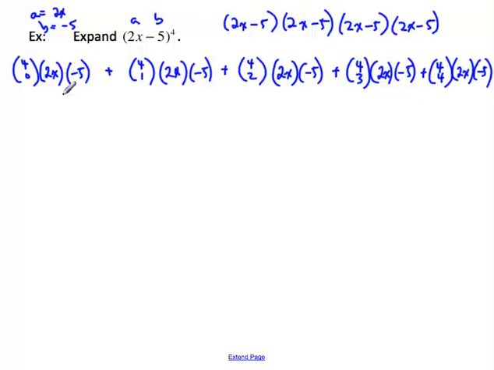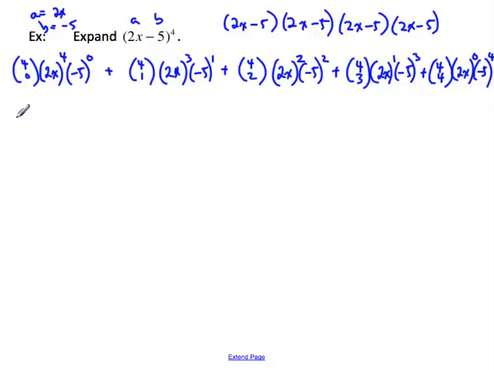Now, we said that the powers on A, the exponents on the first part of each term, are going to start at 4 and go down by 1 each time. That means this one is a 4, this one will be a 3, this one's a 2, this one's a 1, and this one's a 0. Conversely, the powers on B, the negative 5 in this case, are going to start at 0 and go up by 1 each time until we get to 4. And that means that the sum on these, 4 and 0, 3 and 1, 2 and 2, 1 and 3, and 0 and 4, is always 4.